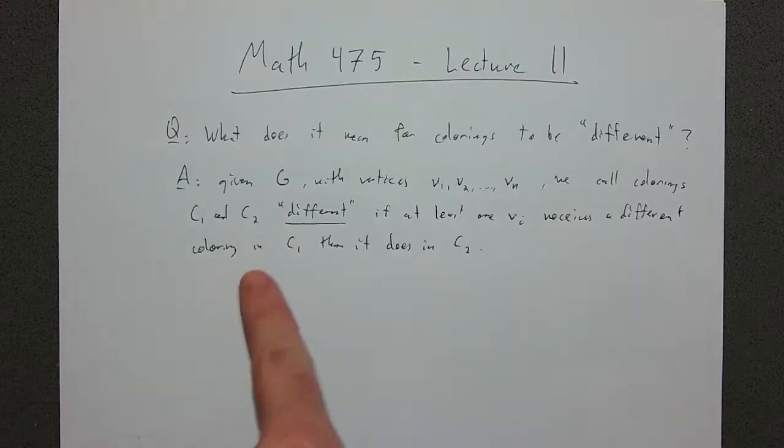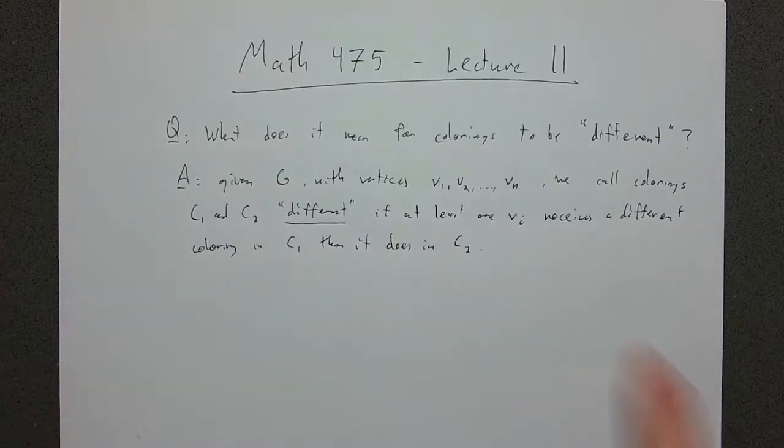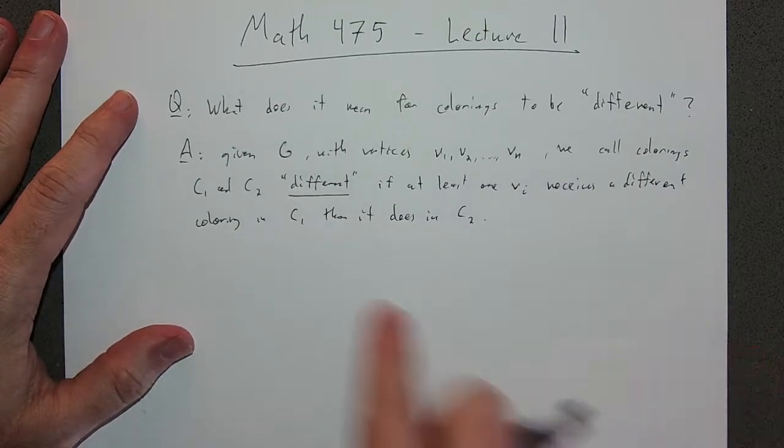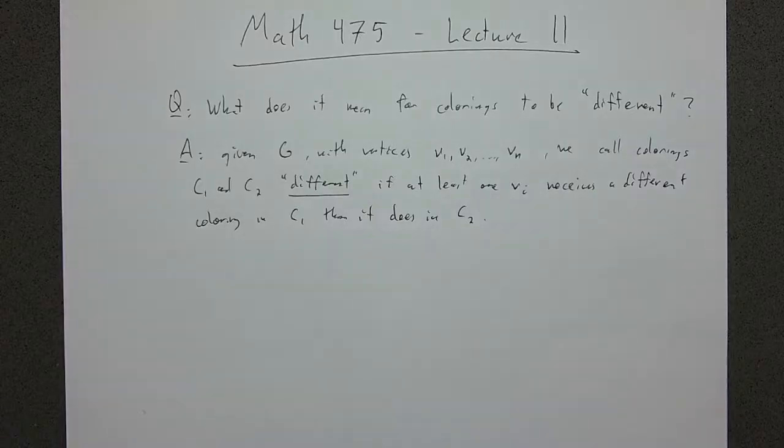So what does it mean if two colorings are not different? It means they assign the exact same color to every corresponding vertex. I made it sound like every vertex gets colored the same color. That's not what I mean. Each vi receives the same color in both. That's what it means to have identical colorings. So if I want different colorings, all I have to do is find a single vertex and color it differently in one, and that gives me a distinct coloring.